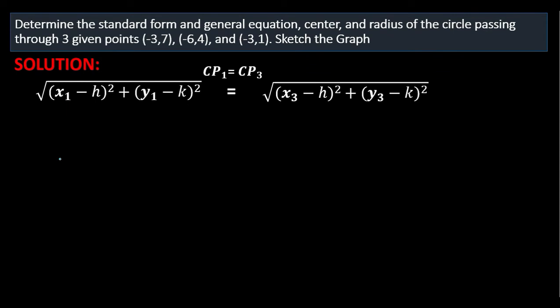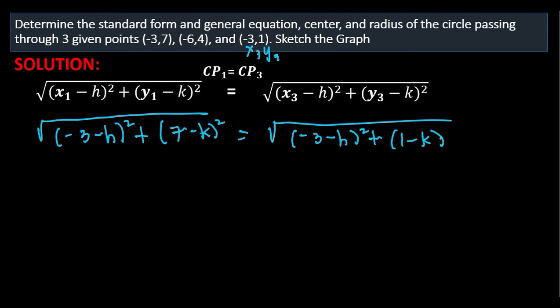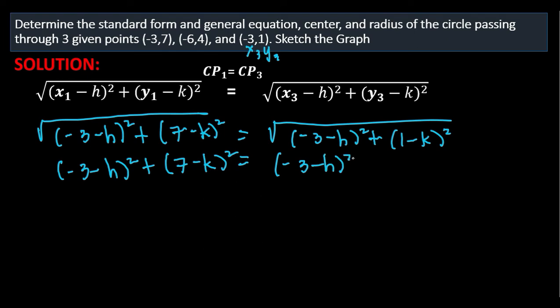So now let's have the CP1 is equal to CP3. So we will have square root of negative 3 minus h square plus 7 minus k square. So let negative 3 be our x sub 3 and let 1 be our y sub 3. So we will have square root of negative 3 minus h square plus 1 minus k square. So we can divide both sides by square root. So we're gonna have negative 3 minus h square plus 7 minus k square is equal to negative 3 minus h square plus 1 minus k square.